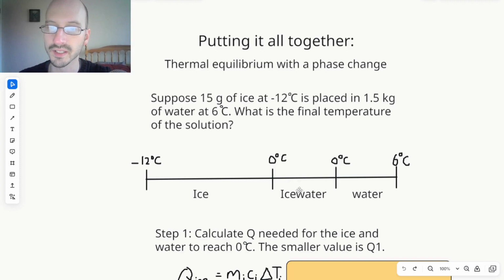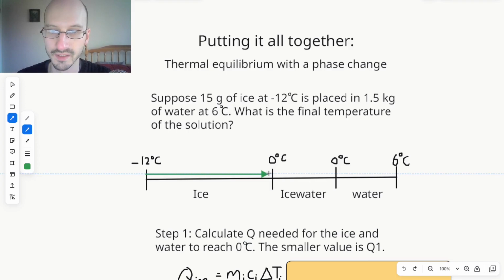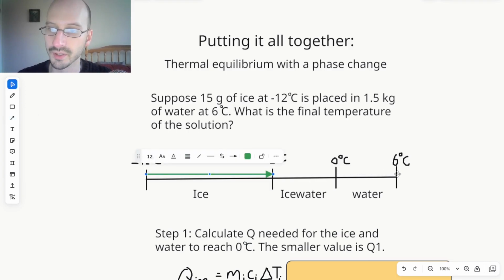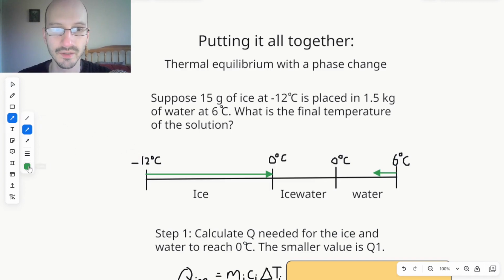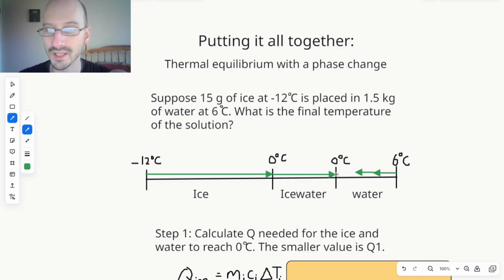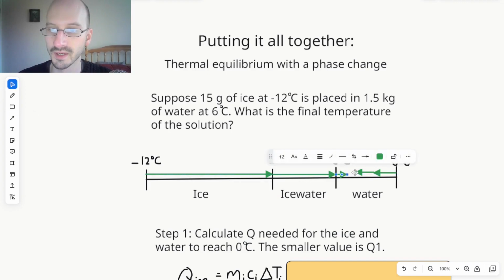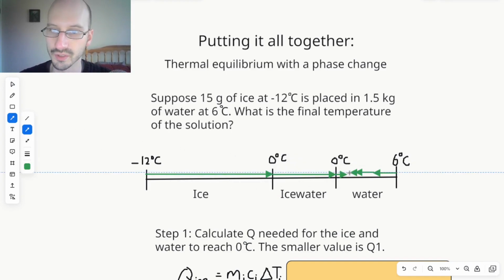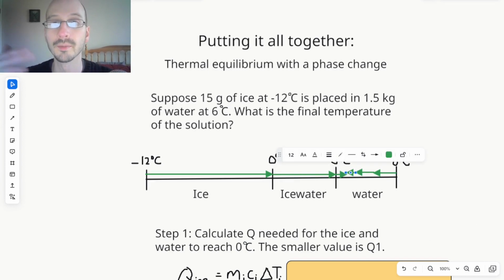The next possibility is the ice goes all the way to melting, but during that amount of heat, the water only goes a portion of the way to freezing. Then the ice melts, and during that time, the water still only goes a portion of the remaining way to freezing. Then the water that used to be the ice continues to warm up while the rest of the water continues to cool down, and they meet at a temperature above freezing.